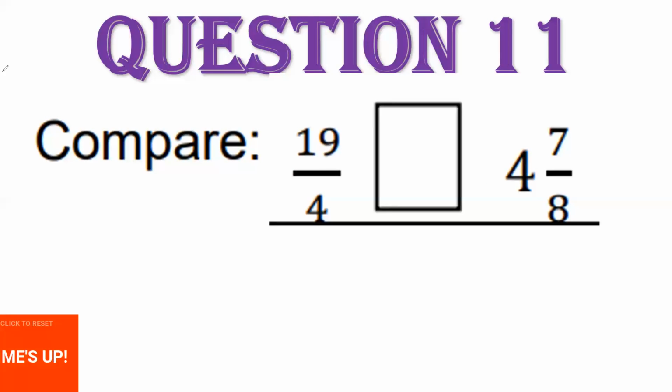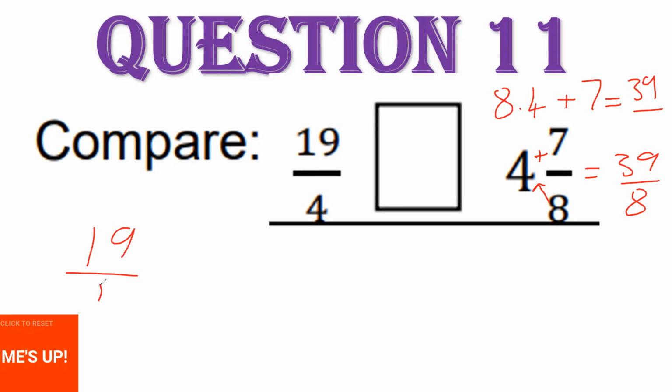First of all, we can change this side. Do you remember we said times and add? Okay, 8 times 4 is 32. 8 times 4 plus 7: 32 plus 7 is equal to 39. So this one is equal to 39 over 8. And on this side, what I have is 19 over 4. Okay, let's write 19 over 4 and 39 over 8.